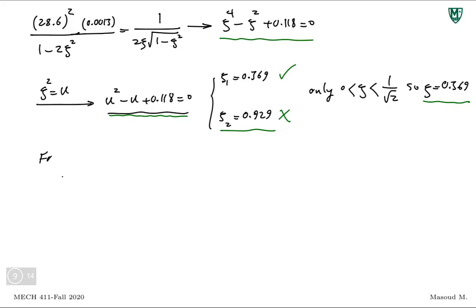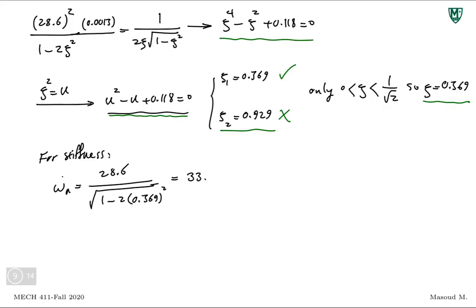For stiffness, omega n would be 28.6, which is omega max, divided by the square root of 1 minus 2 zeta squared, with the zeta value that I found now, 0.369 squared. If you do this math, you'll get 33.5 rad per second. Now you know omega n.